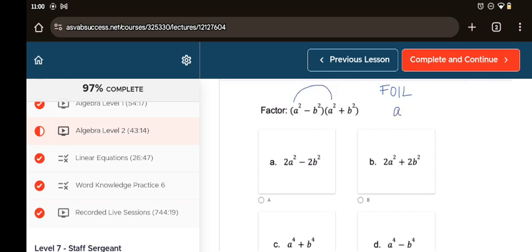First, a squared times a squared. When we multiply variables with exponents, we add the exponents. So a squared times a squared is a to the fourth. So that's first. Outer, a squared times b squared. Positive a squared b squared. We just put them together. That's all it is.